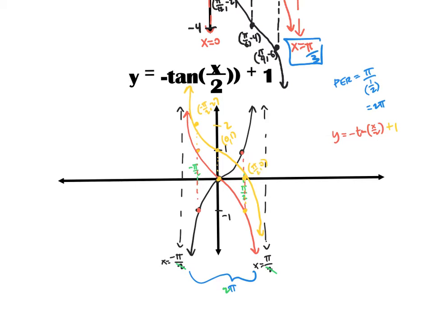That's how you do sketches of cotangent and tangent. Now let's move on to our other functions, secant and cosecant.